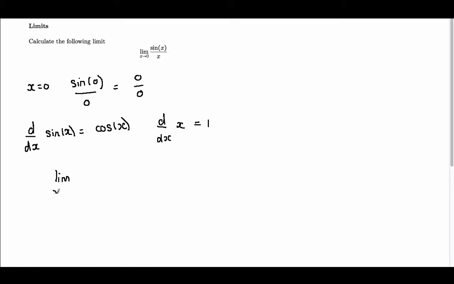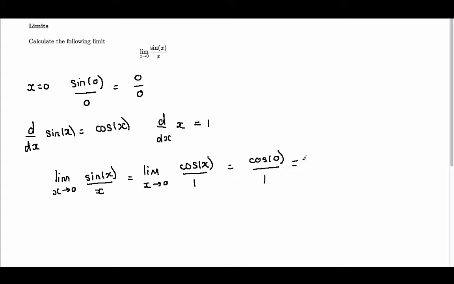Therefore, we have the limit as x goes to 0 of sine x over x is equal to the limit as x goes to 0 of cos x over 1. Now, the limit of cos x over 1 is cos of 0 over 1. And cos of 0 is 1, so we have 1 over 1, which is 1. Therefore we can say that the limit as x tends to 0 of sine x over x is equal to 1.